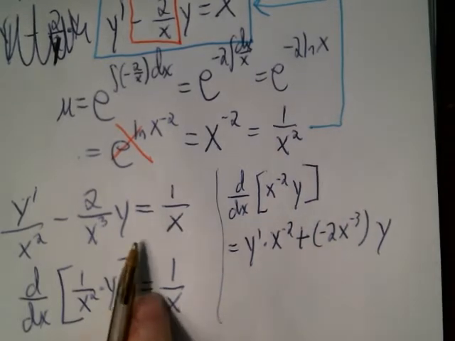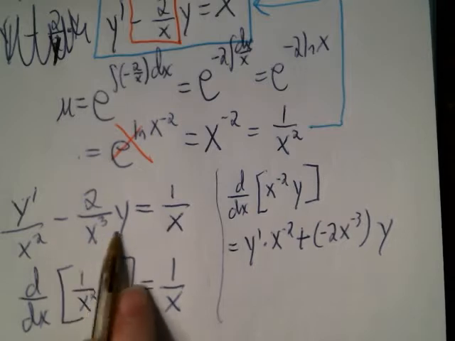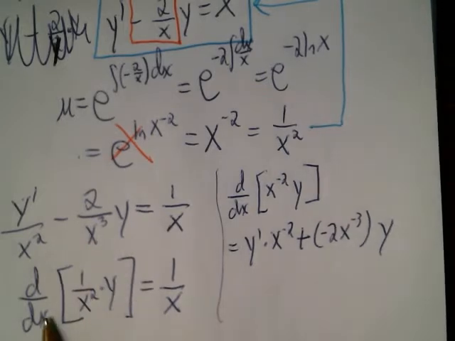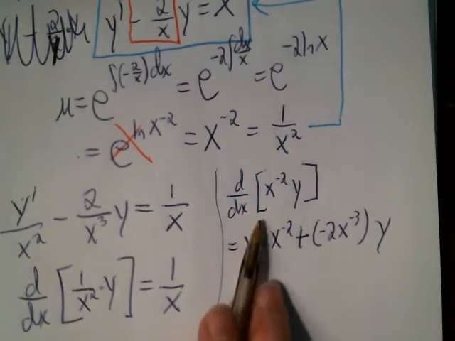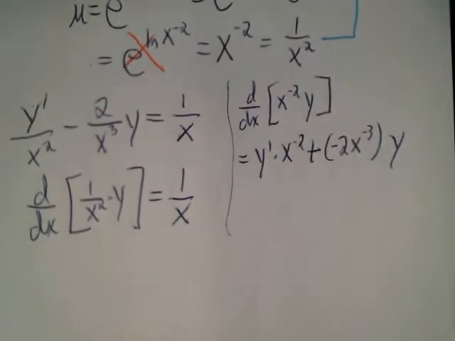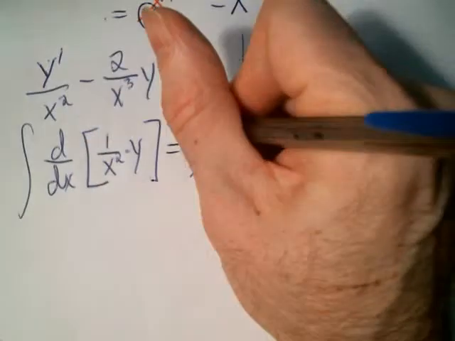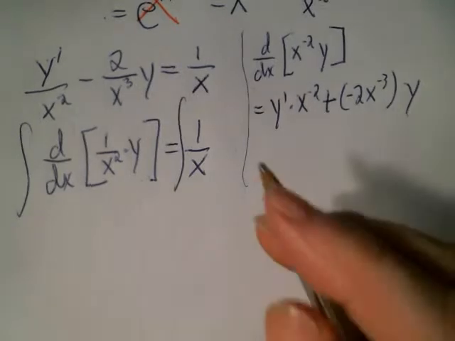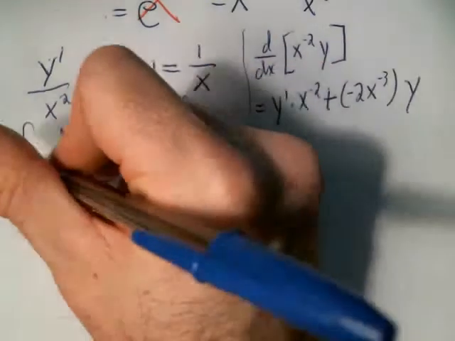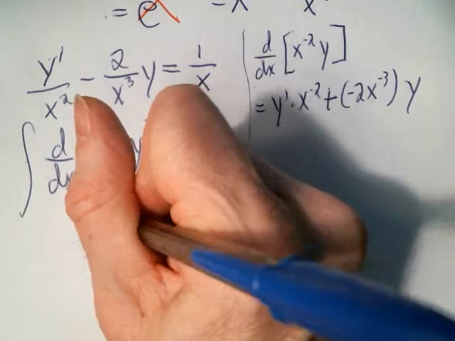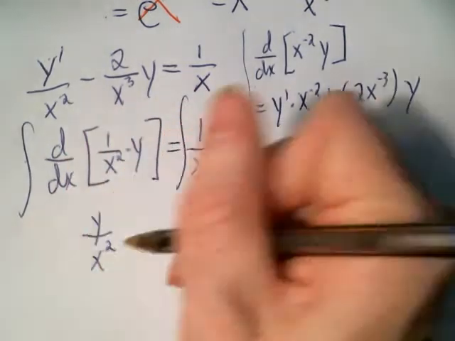And then you see this thing is exactly the same as the left-hand side here. So it must be the case that you can collapse this expression into this expression. Then you can integrate both sides with respect to x. On the left-hand side, the integral and the derivative cancel. You get y over x squared.